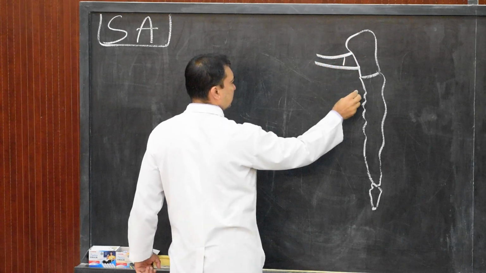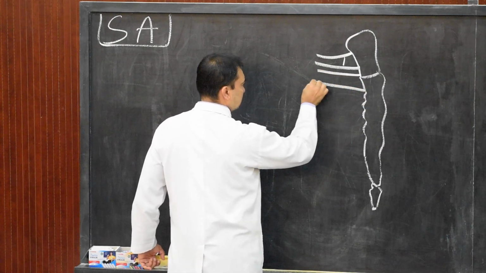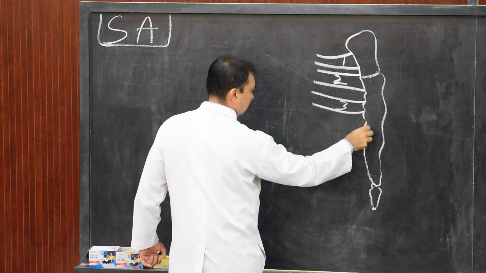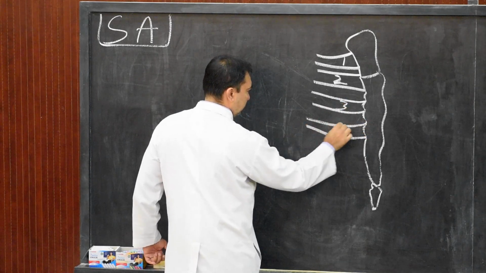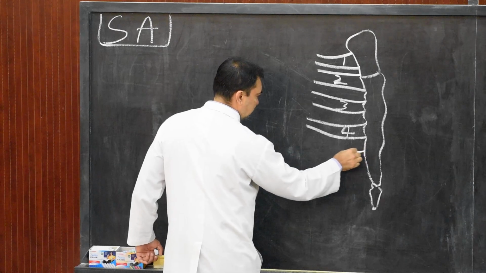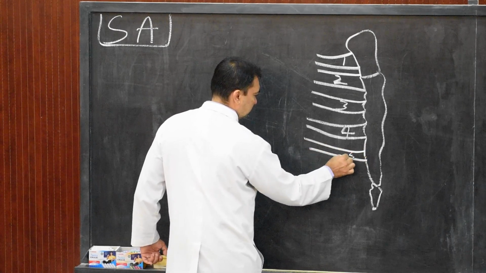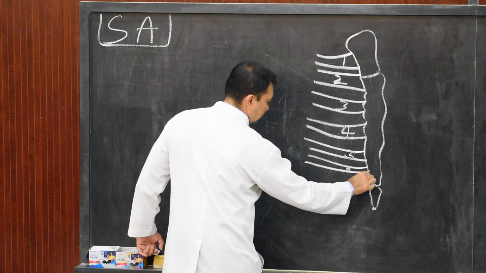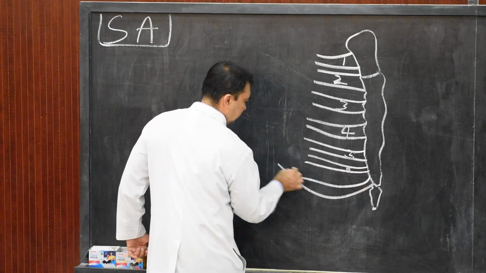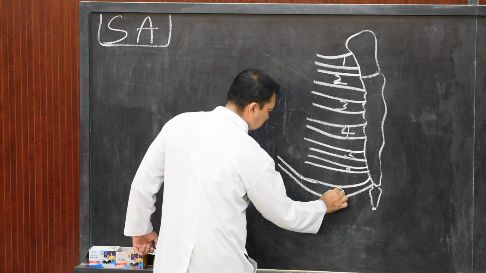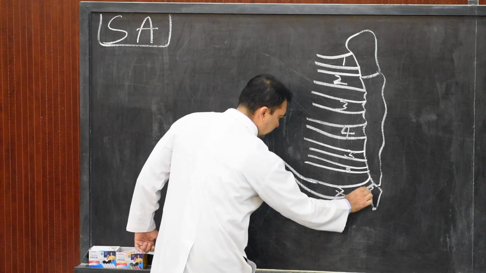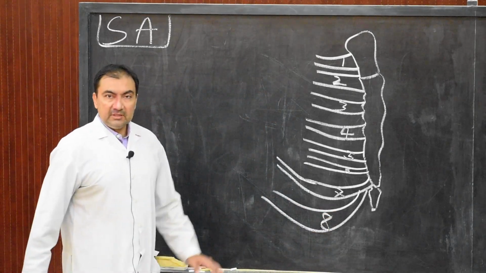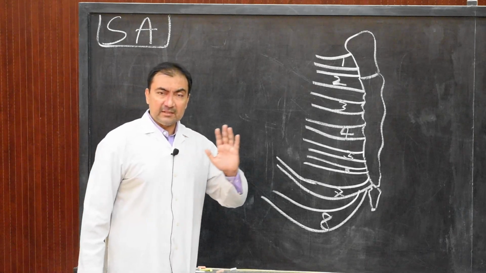Here we start with the first. This will be the second, then third, then fourth rib and its costal cartilage, fifth, then sixth, then seventh, and then we are going to show the eighth. So these are the respective cut surfaces of the costal cartilages and ribs.